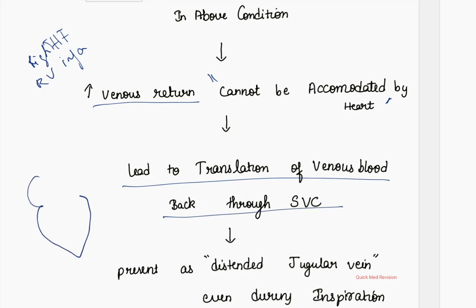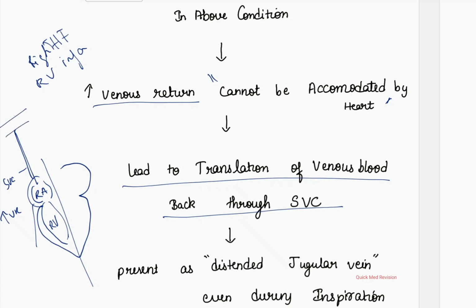If this is the heart, this is the superior vena cava, SVC, this is the right atrium and the right ventricle. The increased venous return cannot be accommodated by the heart, so there is translation of venous blood back through the SVC. This will increase the JVP level. This presents as a distended jugular vein. The jugular vein will be distended even during inspiration.